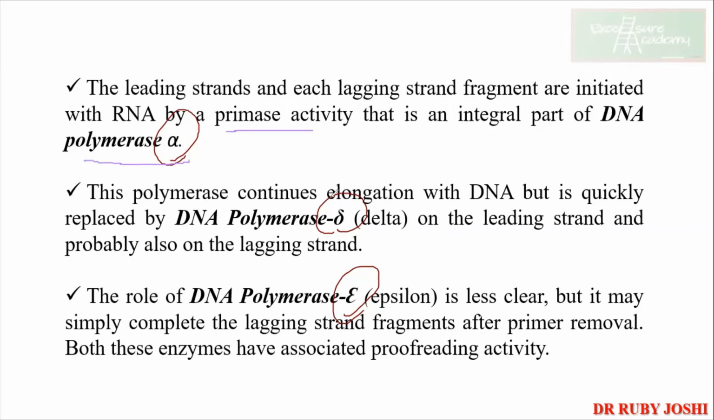Now this polymerase continues elongation with DNA, but it is quickly replaced by delta, on the leading strand and also on the lagging strand. Now the role of DNA polymerase epsilon is less clear, but it may simply complete the lagging strand fragments after the primer removal. Both these enzymes have associated proofreading activity.